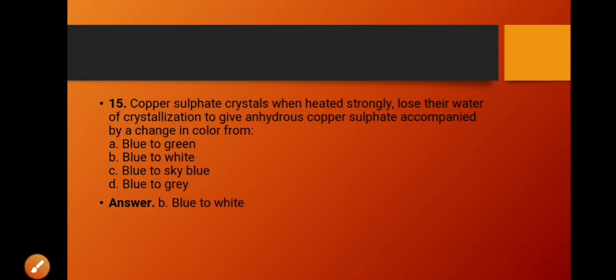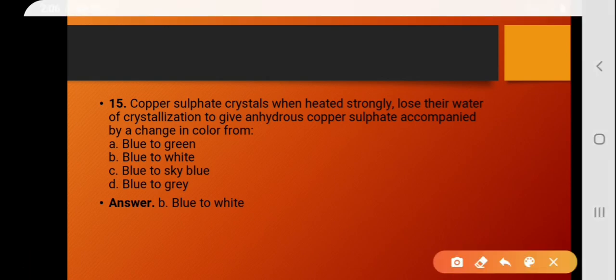Next is: copper sulfate crystals when heated strongly lose their water of crystallization to give anhydrous copper sulfate, accompanied by a change in color from what? We all know copper sulfate is blue, and when heated it loses its water of crystallization to give anhydrous copper sulfate, with the color changing from blue to white. So the answer is B, blue to white.